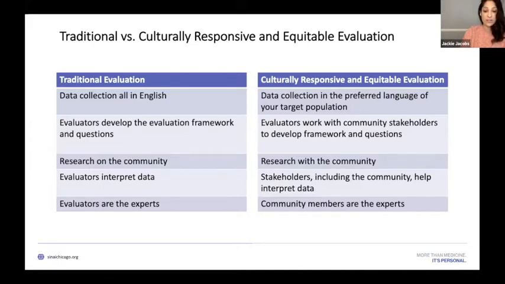But when considering culturally responsive and equitable evaluation methods, data collection is in the preferred language of the target population. Evaluators work with the community and with stakeholders to develop frameworks and questions. Stakeholders work with evaluators to interpret the data, and community members are positioned as the experts.